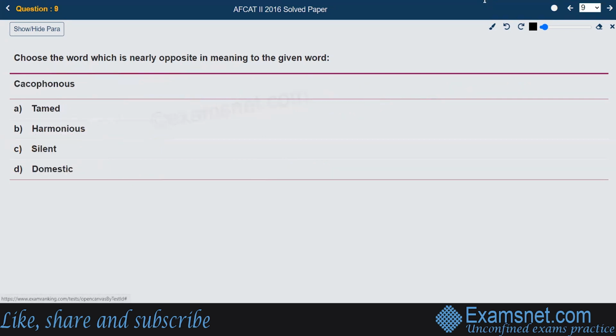Next, opposite in meaning, the given word is cacophonous. Cacophonous, if you see the meaning, it means producing a harsh, discordant mixture of sounds. What does it mean?